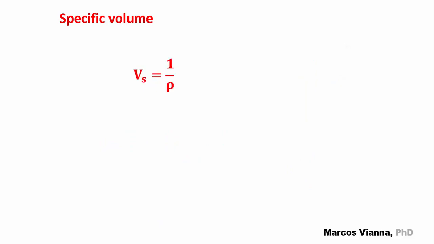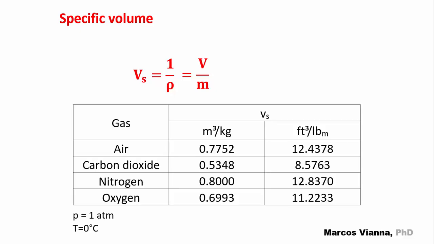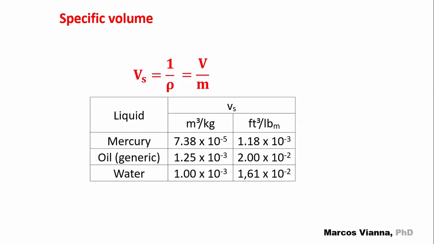The specific volume is used extensively in thermodynamic studies. It is the inverse of the density of the material. So, the specific volume of a substance is the ratio of its volume to the corresponding mass. It's used especially for gases. Most of the time, values are given at standard temperature and pressure, STP, which is 0 degrees Celsius or 273 Kelvin and 1 atmosphere. Here are the values for some gases and for some liquids.